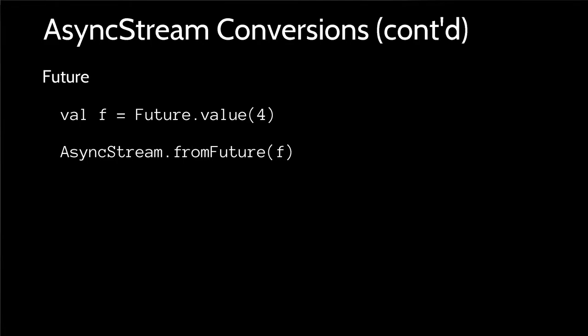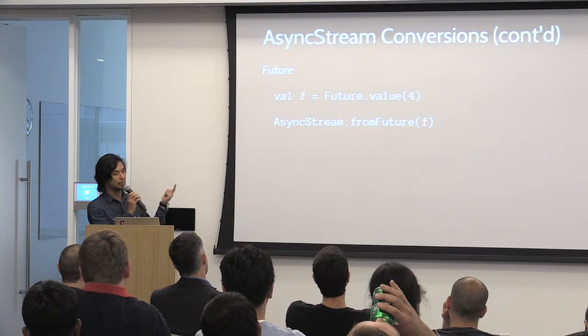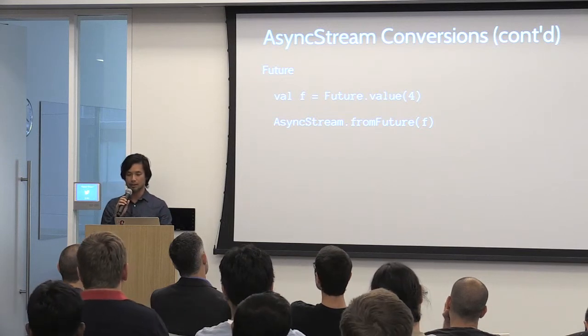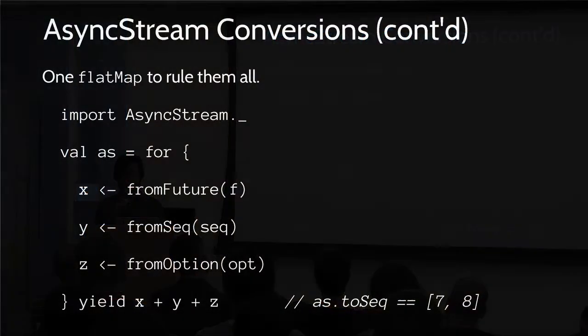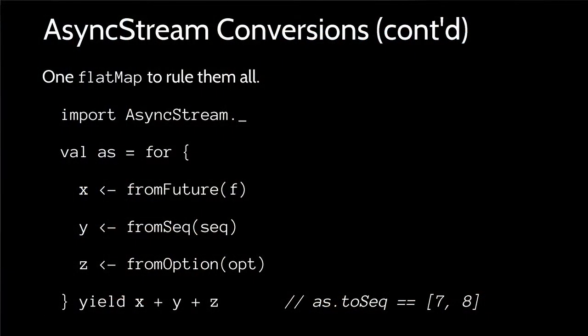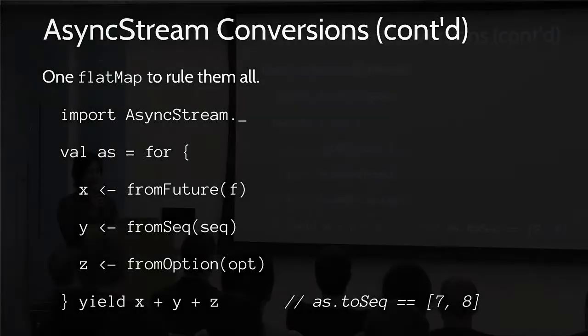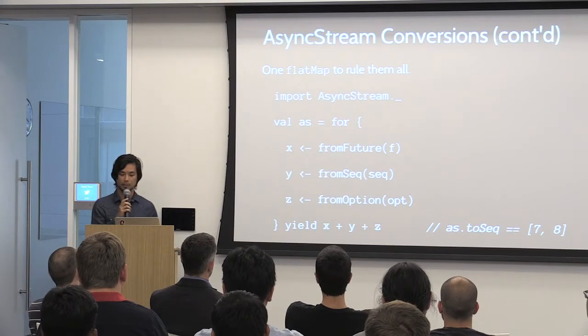So how do we do this? How do we take a future and make it into an async stream? I'll get into that in just a moment. Because of all these things, you can use them in a for comprehension, and it behaves just like a list flat map.